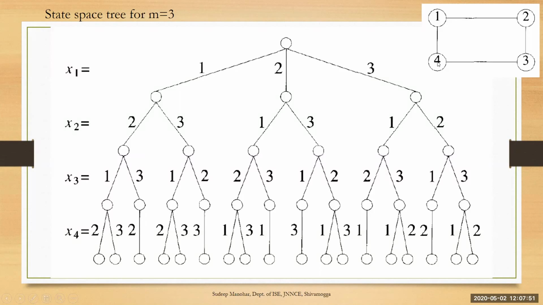Can you color it with 2? 1's color is 1, 3's color is 3. So you can color it with 2. Yes, it can be done. One more option is left. Can you color 4 with 3? You cannot, because the adjacent vertex is itself colored with 3. You cannot color this fourth vertex with 3. So this is one solution: 1, 2, 3, 2. This solution uses 3 colors.